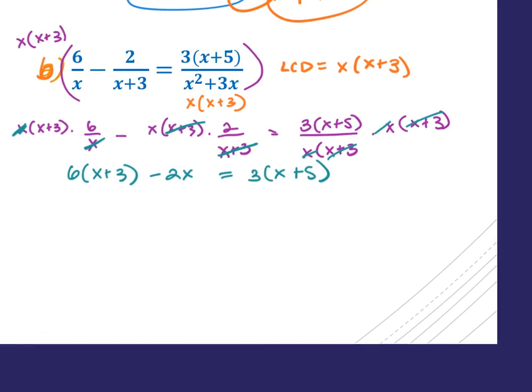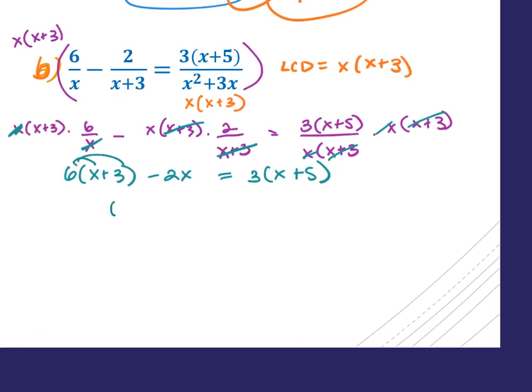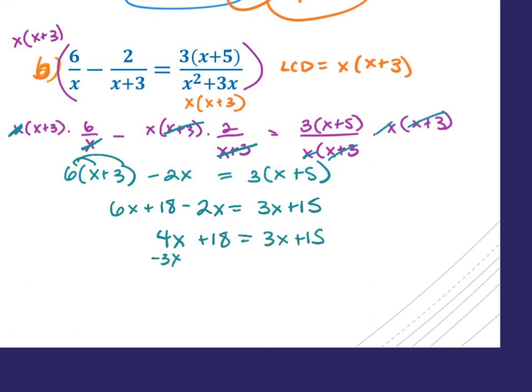Now you've got to distribute that 6 to both of those. 6x plus 18 minus 2x equals 3x plus 15. 4x plus 18 equals 3x plus 15. Subtract the 3x. Subtract the 18. X equals negative 3.